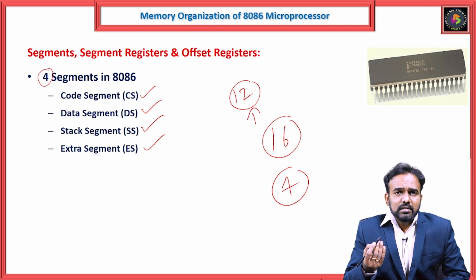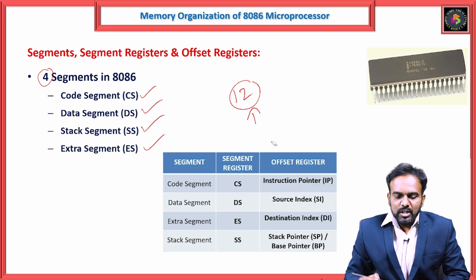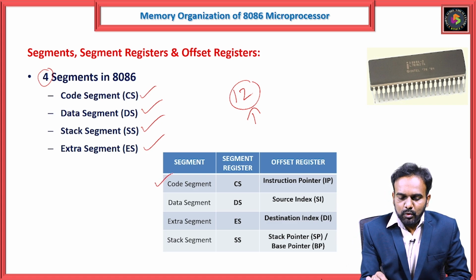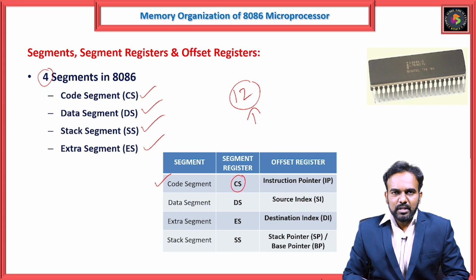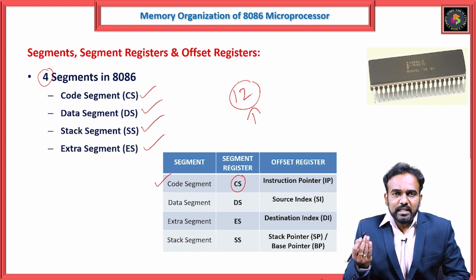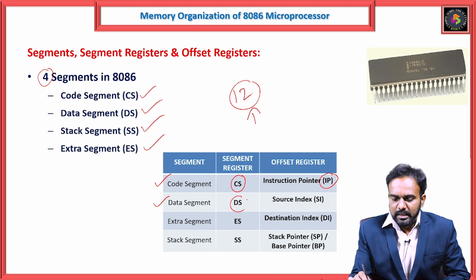How to access the data from these 4 segments, we are going to learn from a table. Suppose you call it a code segment. To access the base address of this code segment, we use a register called the CS register. The size of the CS register is 16 bits. To store the 16-bit offset address, we use a register called IP, the instruction pointer. Similarly, to access the data from the data segment, we use a register called the data segment register.